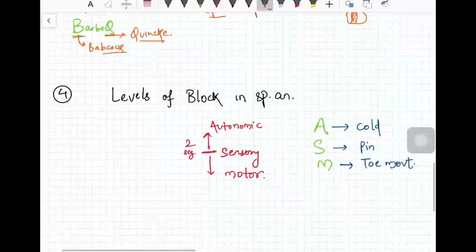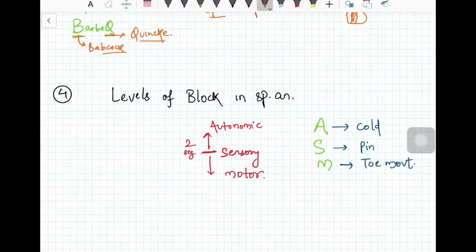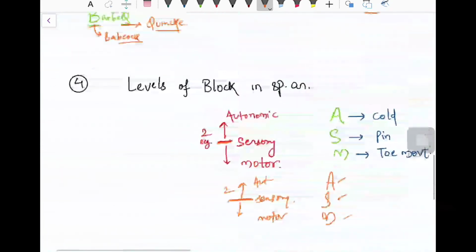Then levels of block in the spinal anesthesia. Now if at a particular level it is having a sensory block, then 2 levels upward it is having autonomic block, and 2 levels below it will be a motor block. So ASM: autonomic, sensory and motor, ASM. And how will you test it? The autonomic function you will test by cold or hot, by temperature basically, then sensory by a pinprick, and motor by toe movement, by checking the movement of the toe. So ASM. So yes, that's it for today.